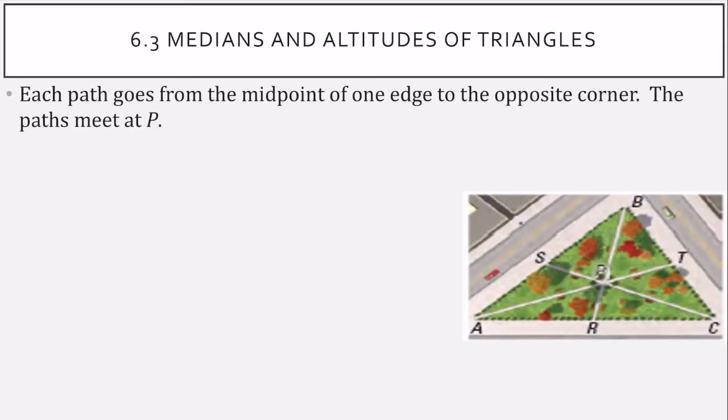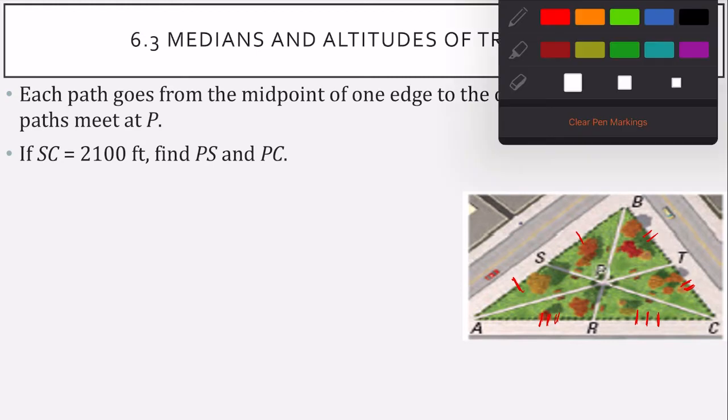Let's try an example. In this picture, each path goes from the midpoint of one edge to the opposite corner. The paths all meet in P. So, in other words, these are medians. Those are congruent, those are congruent, and these are congruent. So, if SC is 2100, find PS and PC.